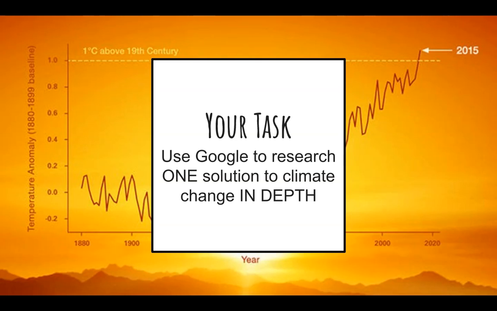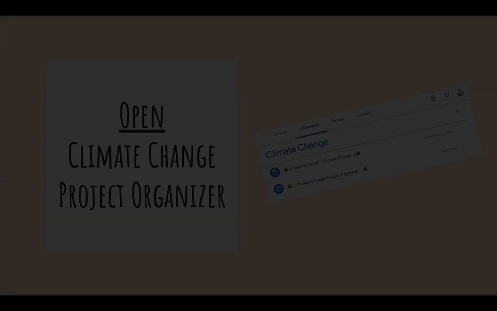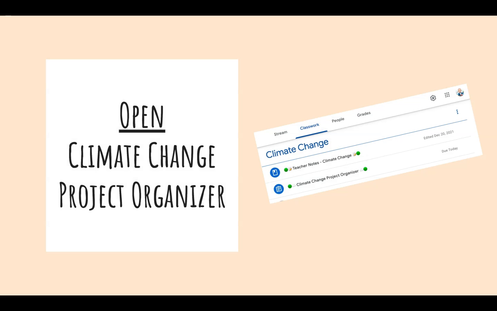Hi, 6th grade. Today, your task is to use Google to research one solution to climate change in depth. First things first, go ahead and go into Google Classroom and open the Climate Change Project Organizer. If you need a few seconds, go ahead and pause this video, navigate to the Classwork section, and find your Climate Change Project Organizer.